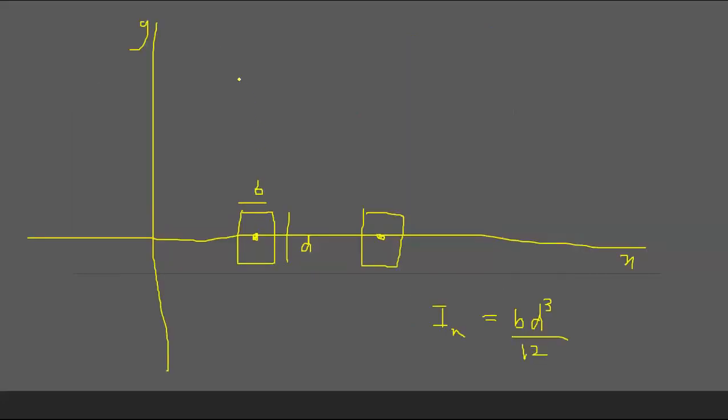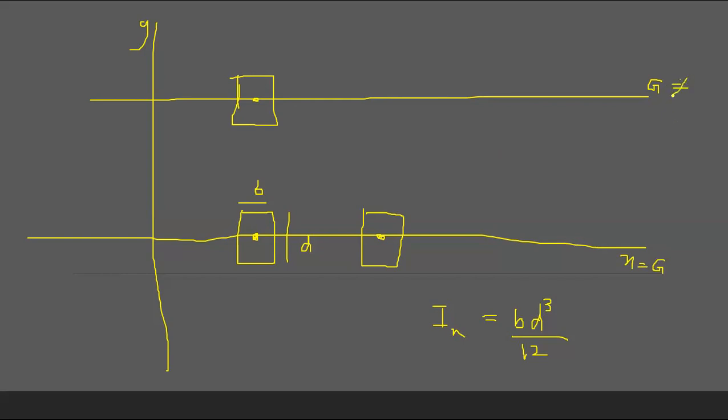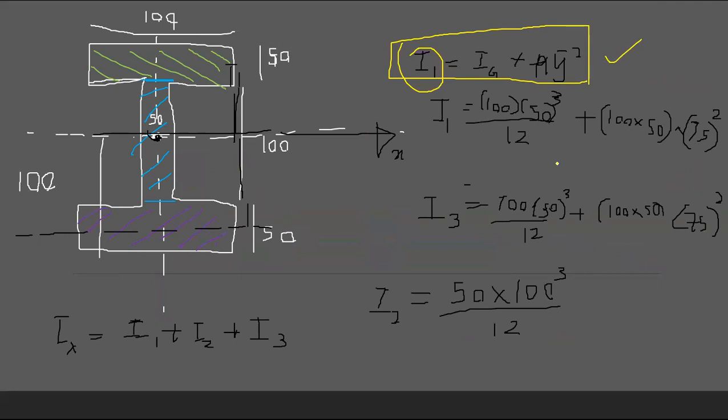But if you move it on the y-axis, now your centroid lies here. This is your centroid axis. The centroid axis and the g-axis are the same at this level, but here they are not, so you have to move it to the centroid. This will be your y bar. This is the area, so you multiply the area by y bar squared and find the I if it is here.